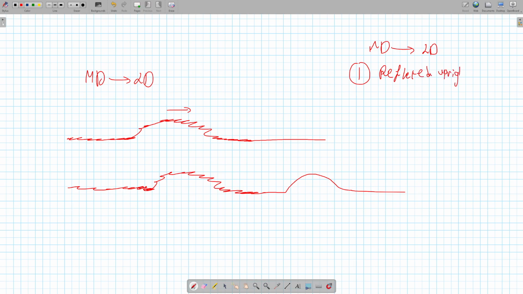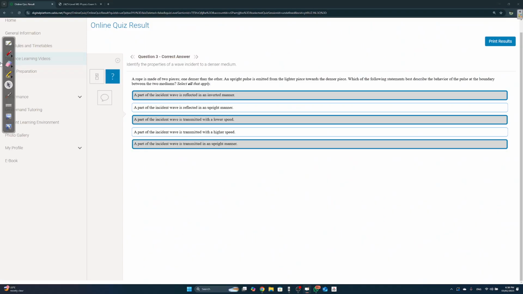Okay, and the transmitted pulse is faster. Okay, very easy. So over here, a rope is made of two pieces. An upright pulse is going from the lighter towards the dense, so less dense to more dense. Which of the following describes the behavior at the boundary?